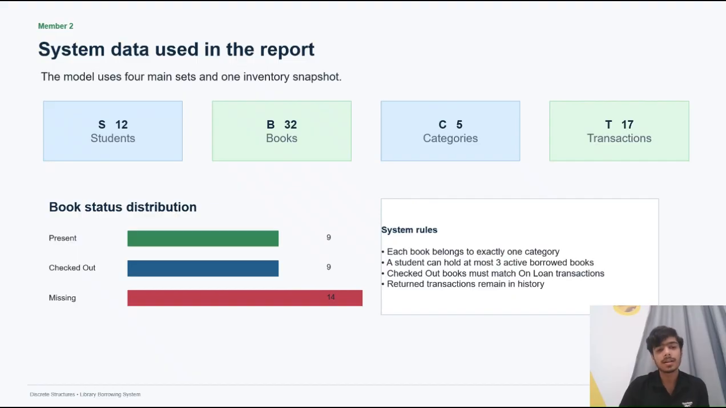You can see there is a book status distribution. Present books are 9 and checked-out books are 9. Missing books are 14. It represents how many books are missing in our system, how many are borrowed by the students, and how many books are present in our library. Thank you.